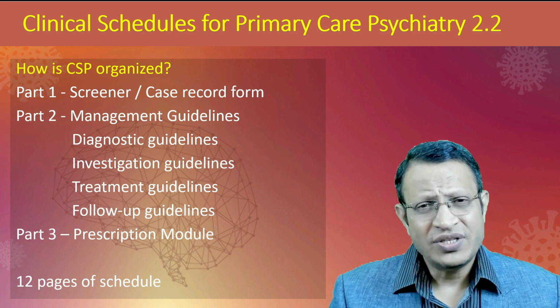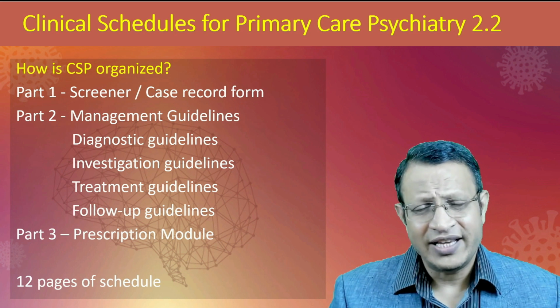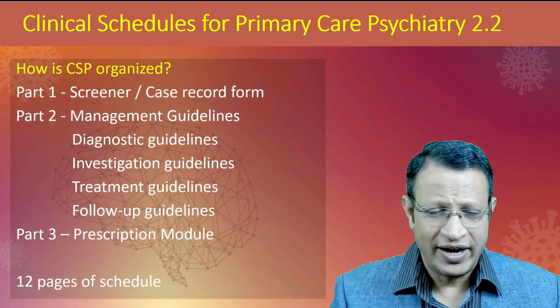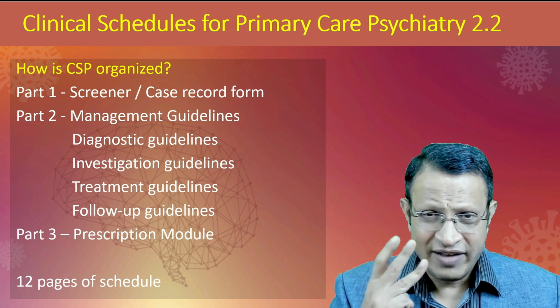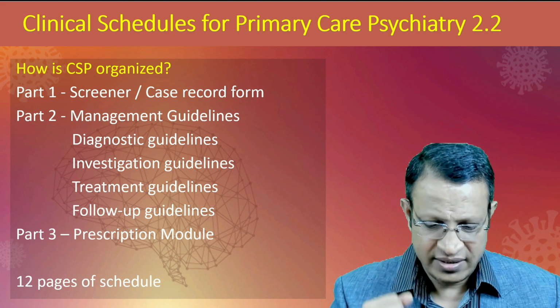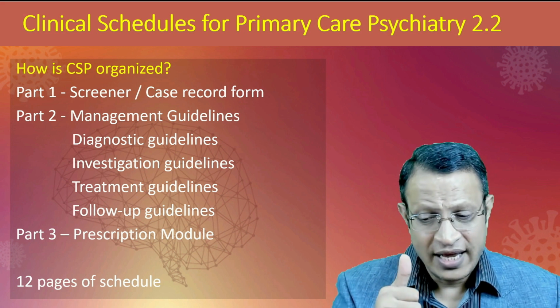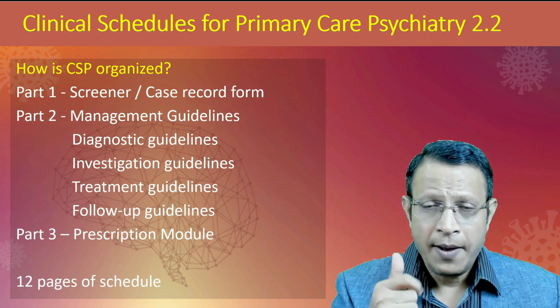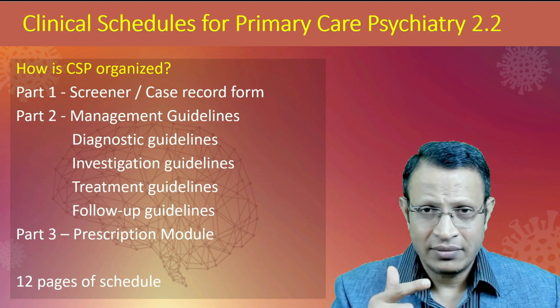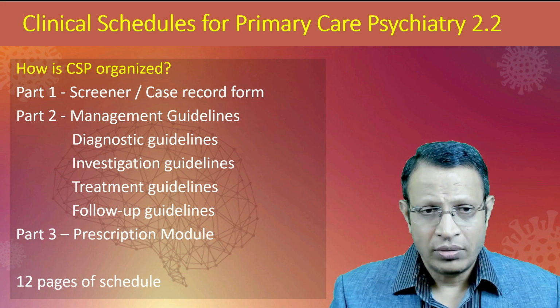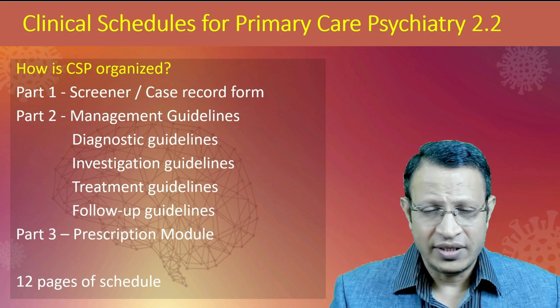Now, how has this clinical schedule for primary care psychiatry been organized? That means how the schedule has been divided. The schedule has been divided into 3 important parts. Part 1 is the screener, also called the case record form. Part 2 is management. Part 3 is the prescription module. Now, let's go through each one of them.